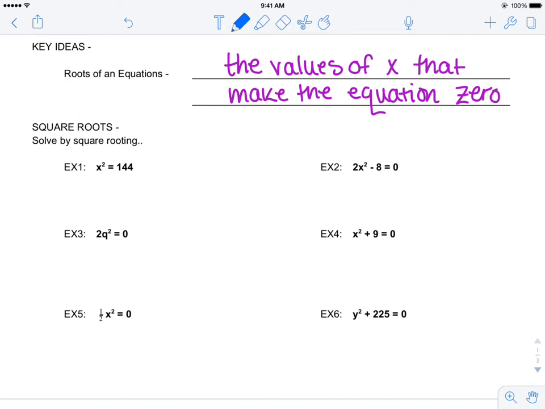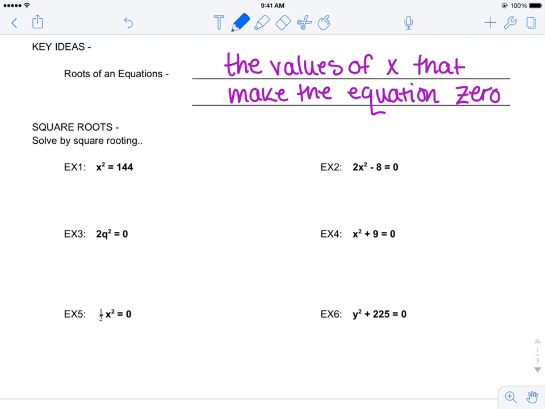Alrighty, let's take a look at 9.3. If you are watching this video, you should be prepared to move on. You're really confident in graphing, and now we're going to look at what we can do with some graphs and equations. The first key idea for today is that the roots of equations are the values of x that make an equation equal to 0.